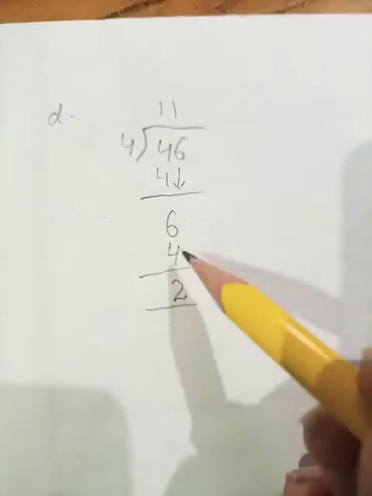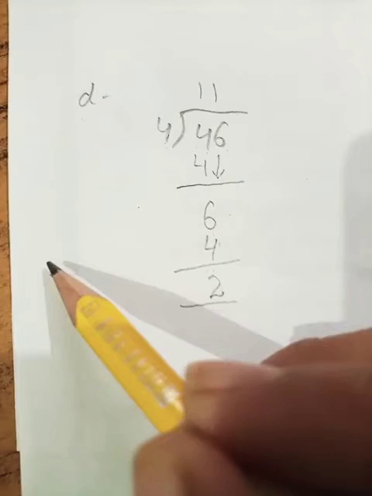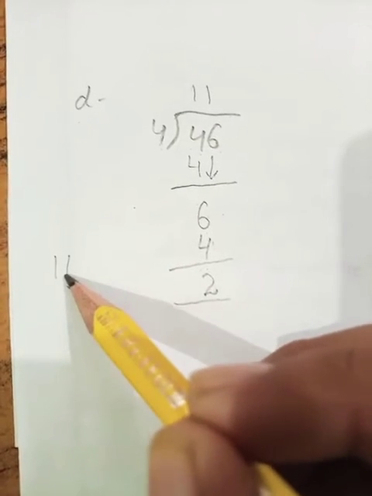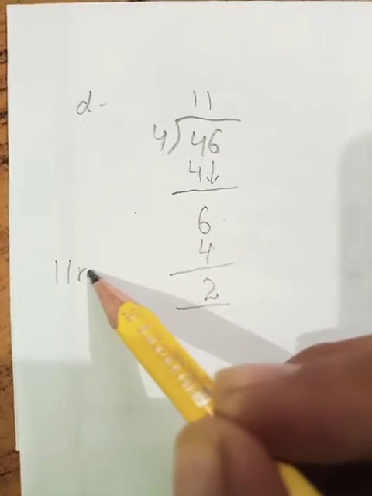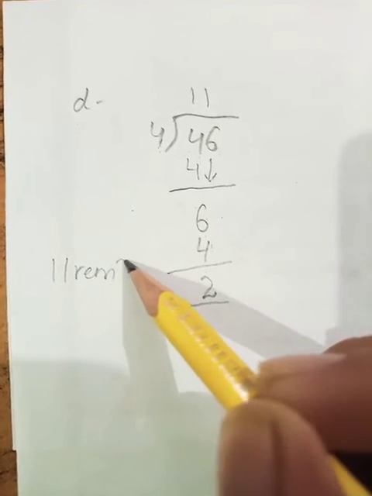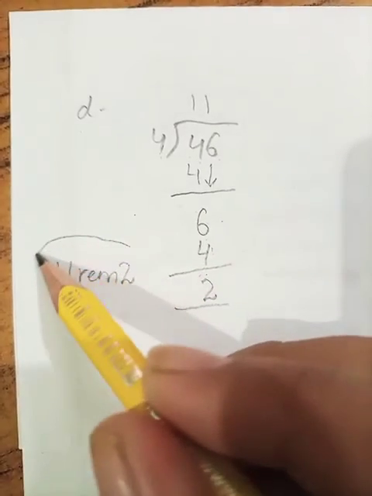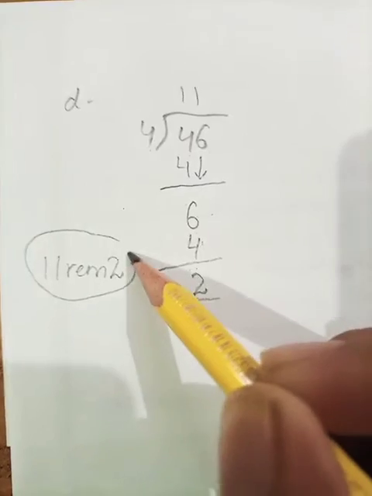How can I write my answer here? I can write the quotient first, that is 11, and then the remainder, that is 2. So students, here is our required answer.